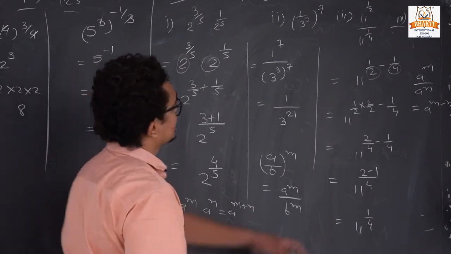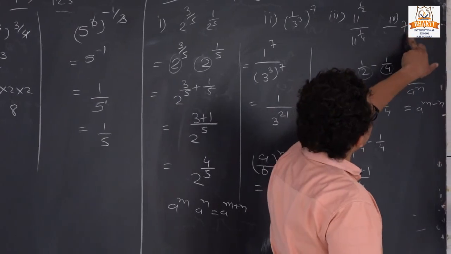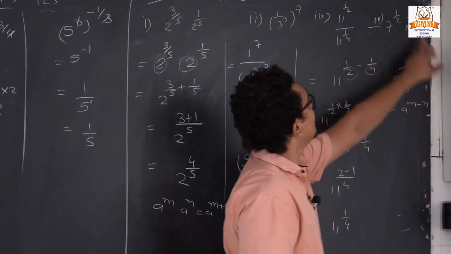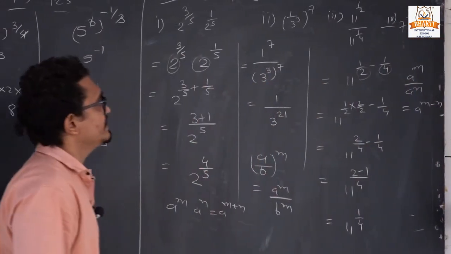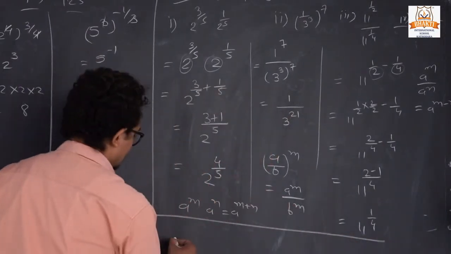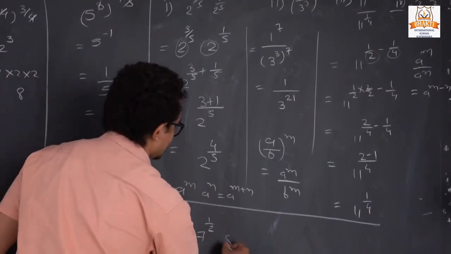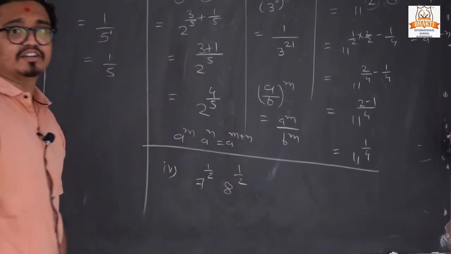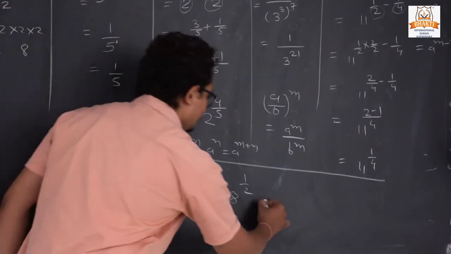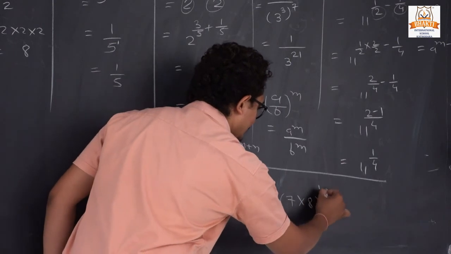Now last question. See the last question. Numbers are different, but powers are same. See, 7 raised to 1 by 2 and 8 raised to 1 by 2. So it means what? We can write like that 7 into 8 all raised to 1 by 2.